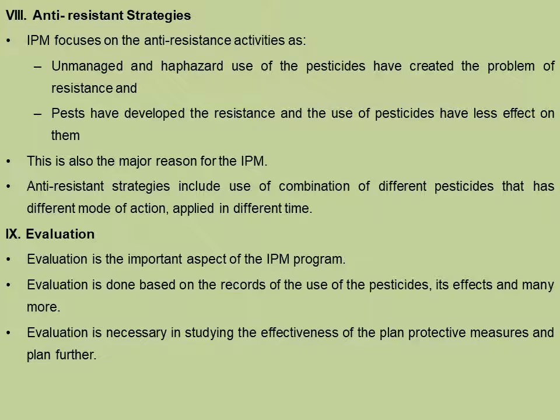Anti-resistance strategies. IPM focuses on anti-resistance activities, because unmanaged and haphazard use of pesticides has created the problem of resistance, and pests have developed resistance, so the use of pesticides has less effect on them. This is also the major reason for the IPM. So because of the resistance and the resurgence of the pest, IPM strategy is being followed today. Anti-resistance strategies include use of a combination of different pesticides that have different modes of action, applied at different times.